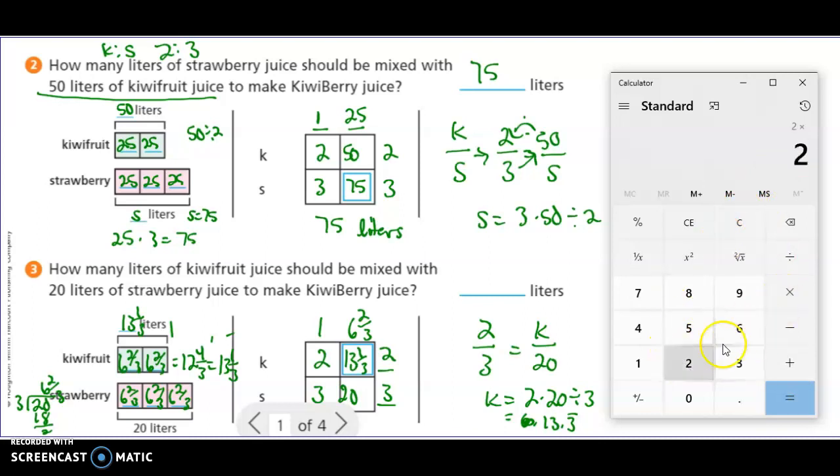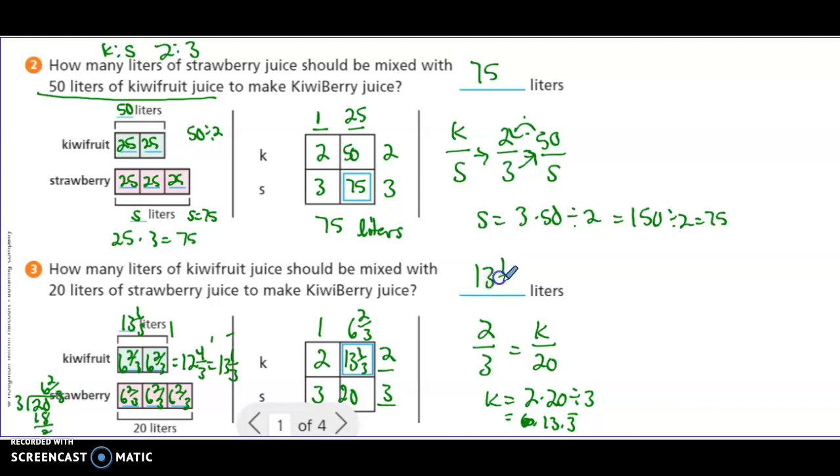2 times 20 equals 40 divided by 3. That's why I like you guys writing everything down on paper first. 13.3. Here's another common repeating decimal that you should recognize. Its fractional equivalent is 1/3. And we'll talk about why it's 1/3 and not something else. But if you get this on your calculator display, recognize it as the fraction 1/3. And then so the answer is 13 1/3 liters of kiwi juice.